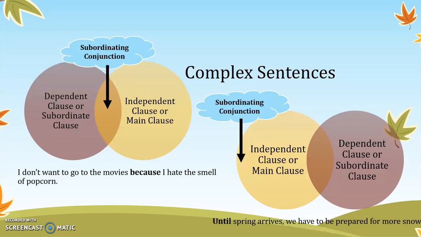We can see the examples. I don't want to go to the movies because I hate the smell of popcorn. The word because is the subordinating conjunction that goes in the middle. And, until spring arrives, we have to be prepared for more snow. The word until is the subordinating conjunction that goes at the beginning of the sentence.